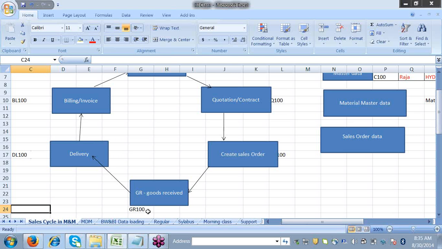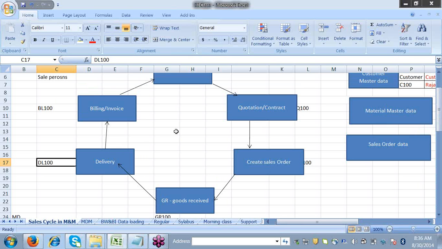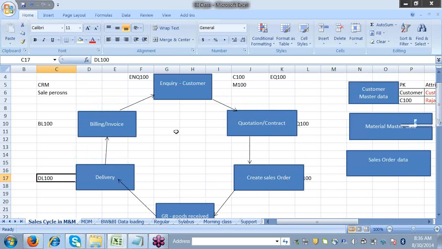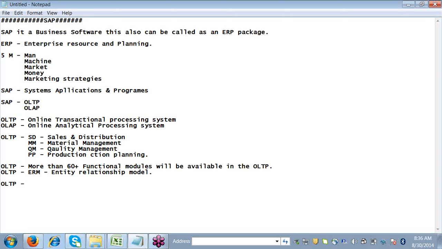All this information will be stored in the respective tables. Delivery information will be stored in the delivery table, and likewise the information will be stored in the billing table. Since it is an ERM model, all these tables will be integrated with each other. Okay, fine. So SAP has all the modules, and since it is an ERM model, it is OLTP. Let us first see the little bit of differences between OLTP and OLAP.